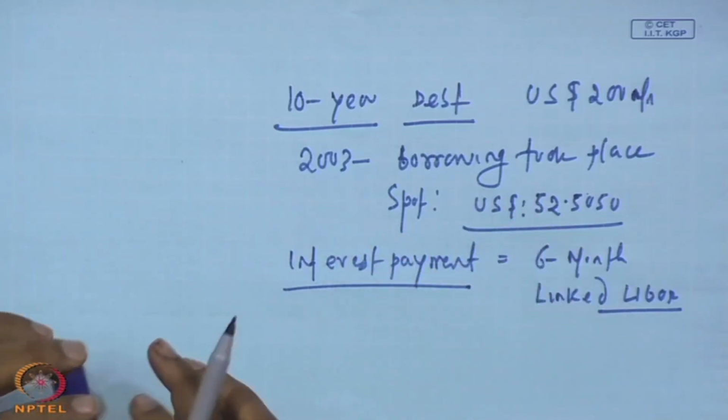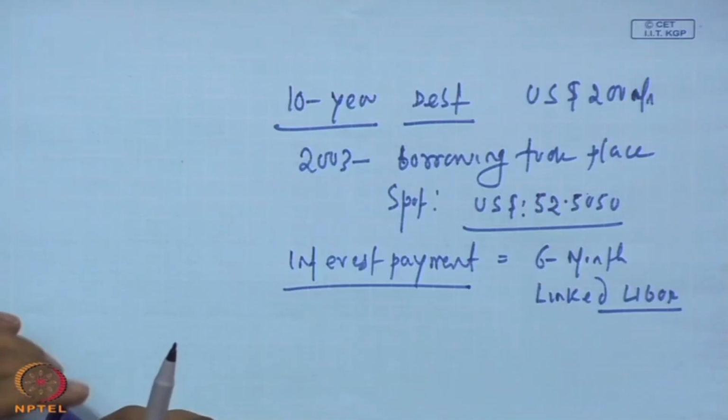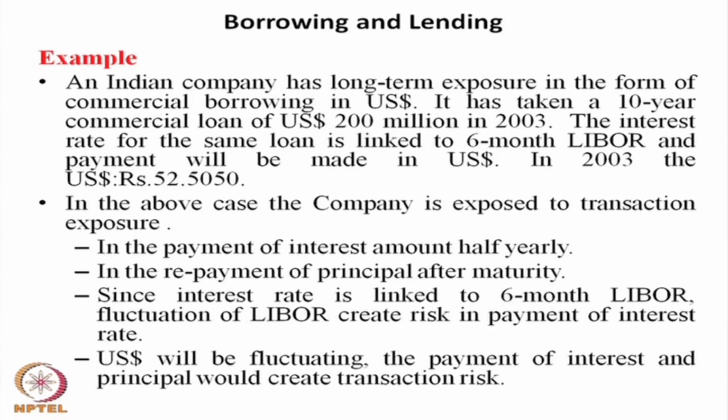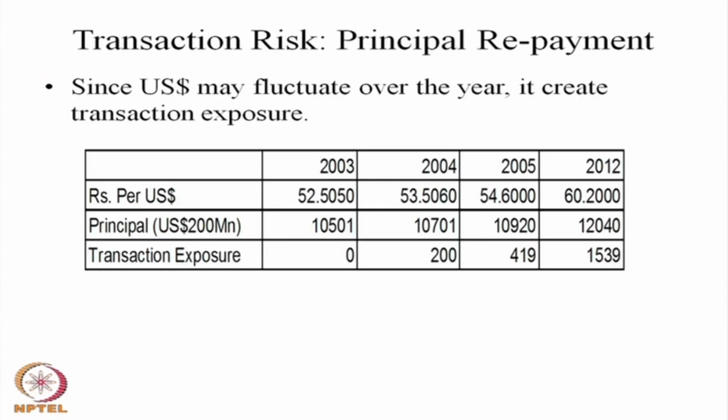So now the payment is to be made half yearly. The payment linked to LIBOR will fluctuate, so there is a risk. Suppose we understand this: in 2003, when the borrowing actually took place, the dollar rate was 52.5050.